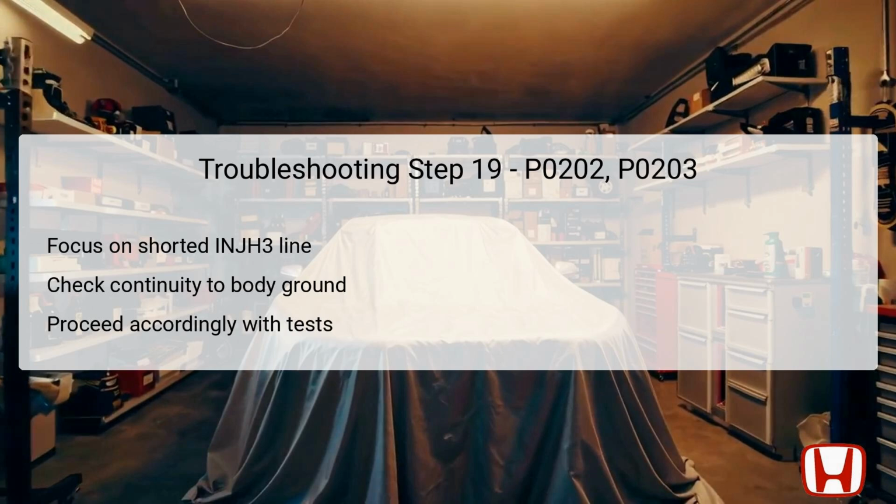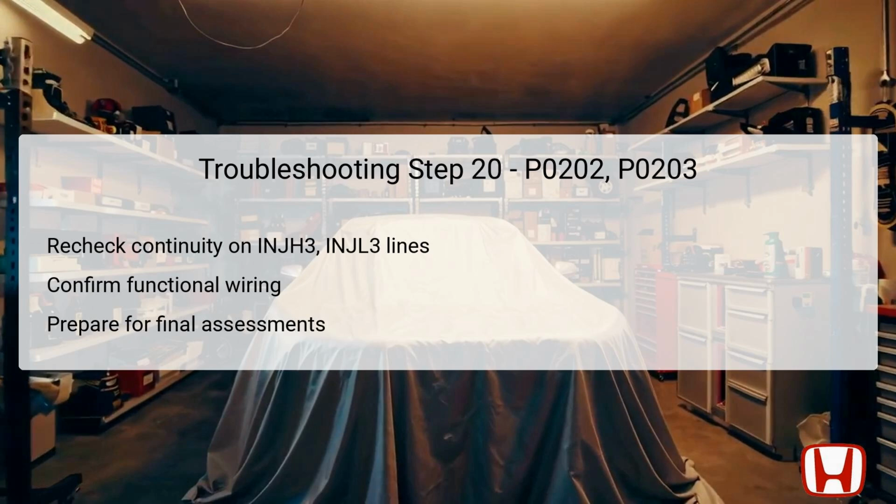For short pending diagnostics, this involves disconnecting the number 3 injector connector and performing a continuity assessment for the INJH3 wire. Establishing a complete circuit here affirms no shorts exist, allowing you to determine the next appropriate steps based on the results. Connectivity indicating faults will dictate the need for repairs along that line to prevent future errors.